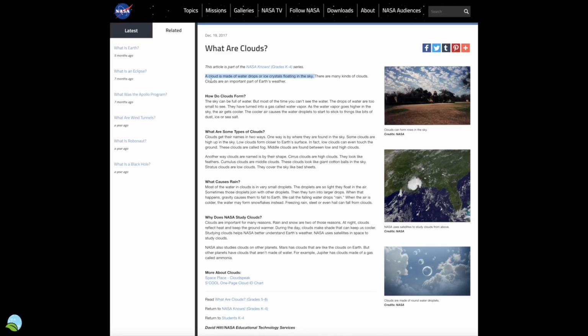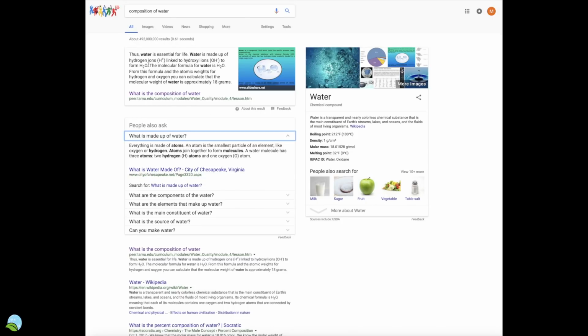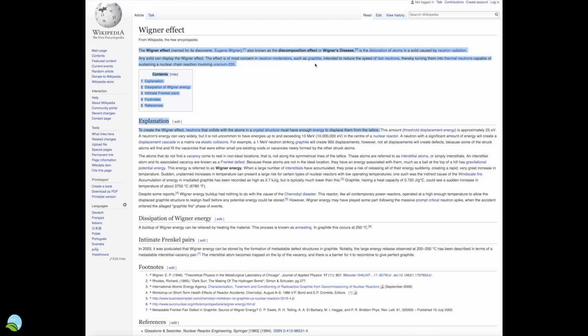Now, what are clouds? A cloud is made up of water drops or ice crystals floating in the sky. So all it is is water. The composition of water is essential for life. Water is made up of hydrogen ions linked to hydroxyl ions to form H2O. The molecular formula for water is H2O. Now, everything is made up of atoms. An atom is the smallest particle of an element, like oxygen or hydrogen. Atoms join together to form molecules. The water molecule is made up of three atoms, two hydrogen and one oxygen. Now, the Wigner effect is the dislocation of atoms.